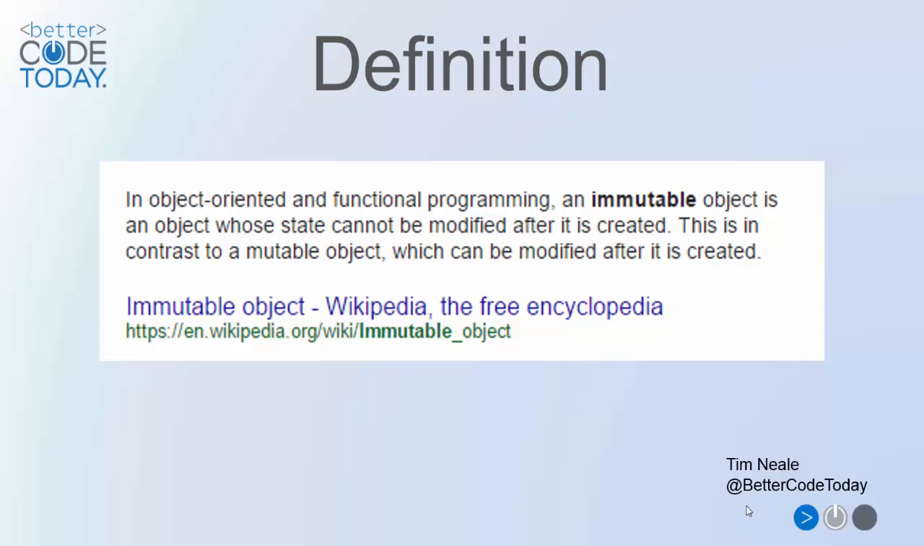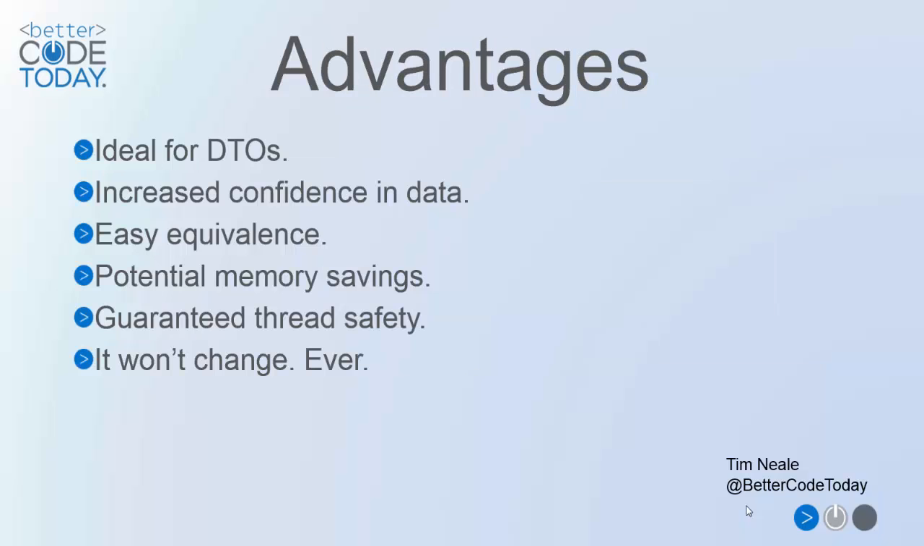Wikipedia describes immutable objects as an object whose state cannot be modified after it's created. This means that for an immutable object, you must set its data on construction, and then it will never change for the lifetime of the object. This makes immutability great for a number of uses, including but not limited to data transfer objects. You can have great confidence that when you're reading data from the object, you're getting the exact data that was put into it on the constructor.